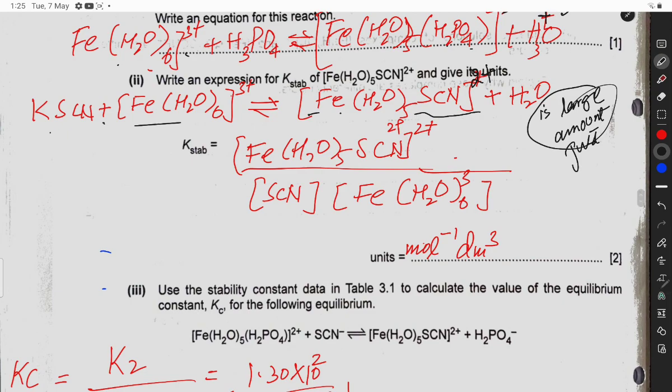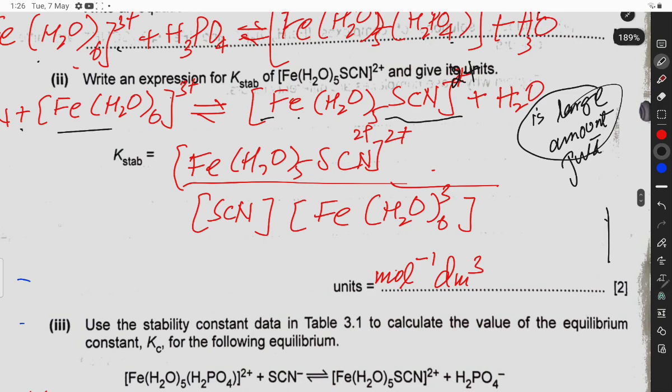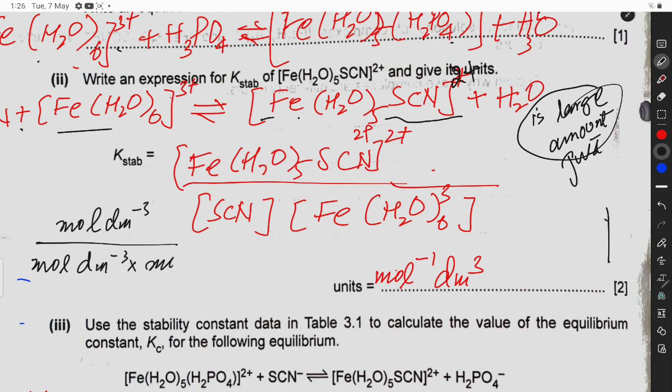So the unit is, how to derive the unit? We know that the concentration is equal to mole dm inverse cube divided by mole dm inverse cube, mole dm inverse cube. So this will be equal to 1 over mole dm inverse cube. The unit is mole inverse dm cube.